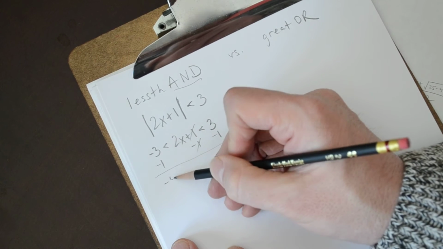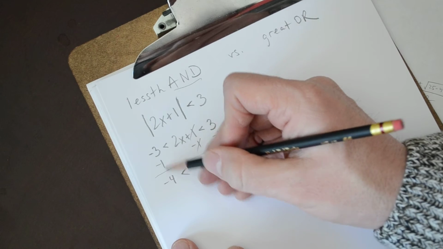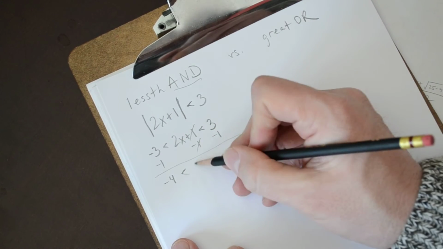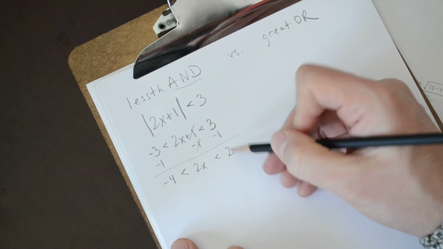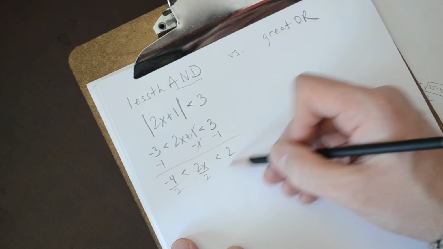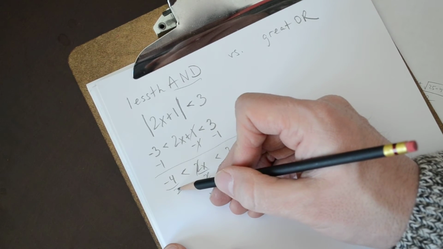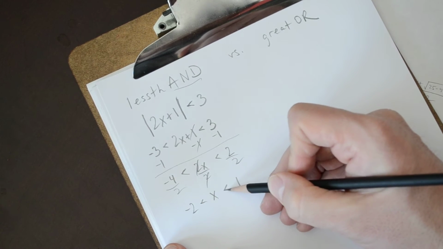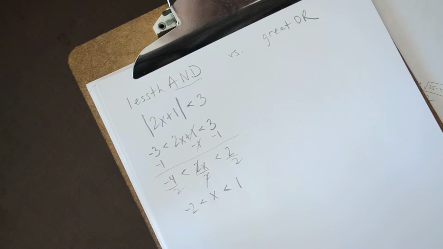Negative 3 minus 1 is negative 4. I'm going to keep the direction of this sign because I'm just subtracting. We flip that when we multiply or divide by a negative, but I'm not multiplying or dividing by a negative here. 3 minus 1 is 2. I'm going to divide by a positive 2 on all sides. X goes here. Negative 4 divided by 2 is negative 2. You see what we got here. It still has that compound form, but the x values that are between negative 2 and 1 are my answers.